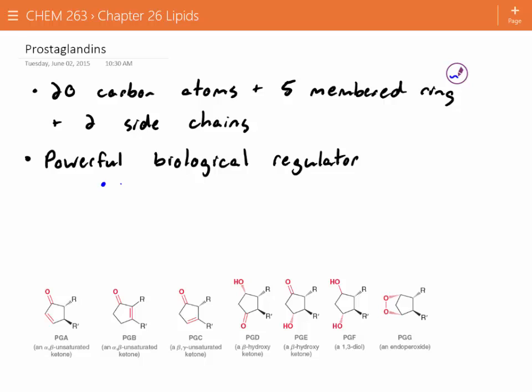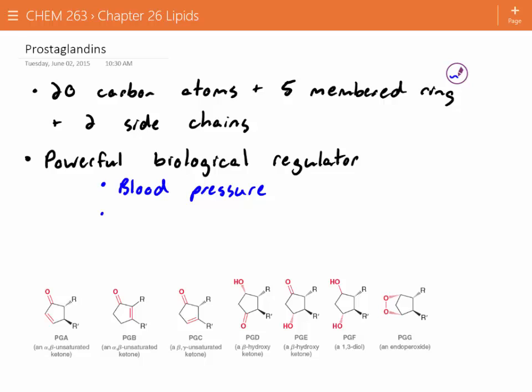The first one is that they regulate blood pressure. So if you need to vasodilate or vasoconstrict your blood vessels, your body will actually start producing prostaglandins in order to send that signal through your body. These are very important.